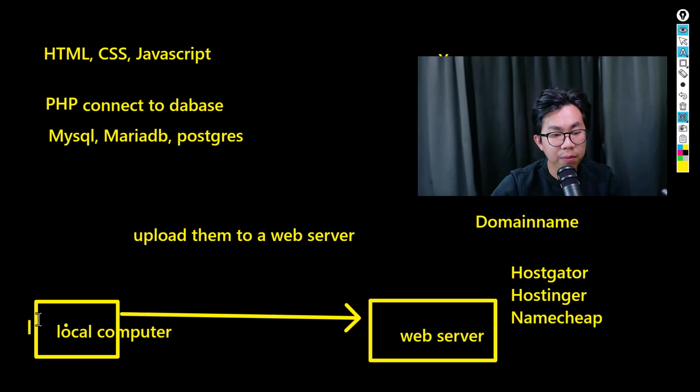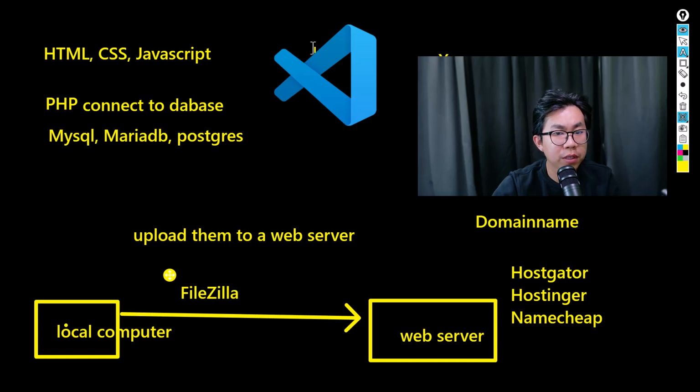So how do you upload this website to a web server? To upload, you can use the web UI, or you can use FileZilla to upload everything to the web server. Let's talk a little bit about code editors. You can use Visual Studio Code nowadays to code PHP, HTML, CSS, and JavaScript. And then when you have the website, you can upload it to the web server.